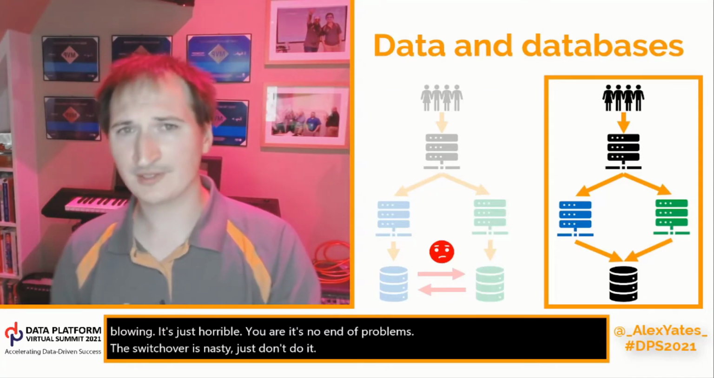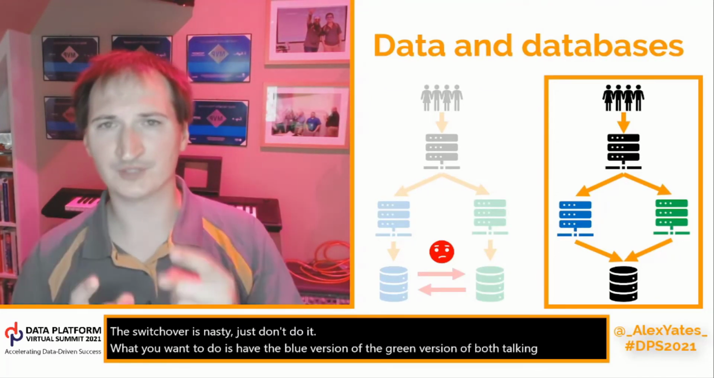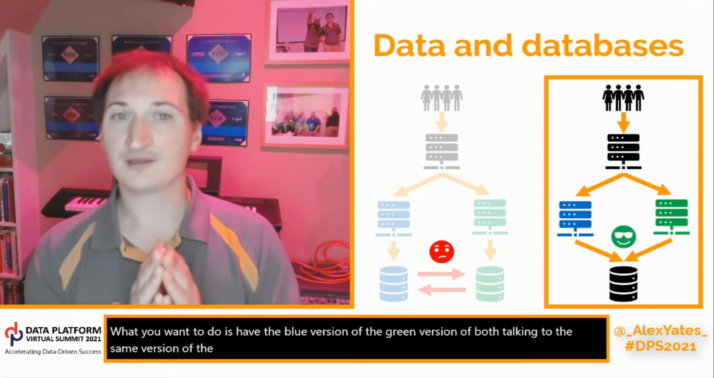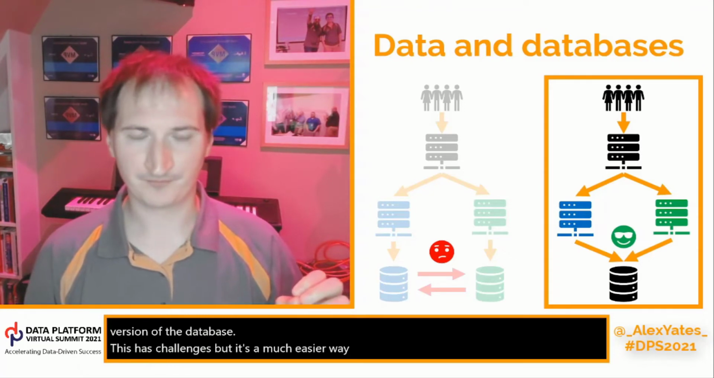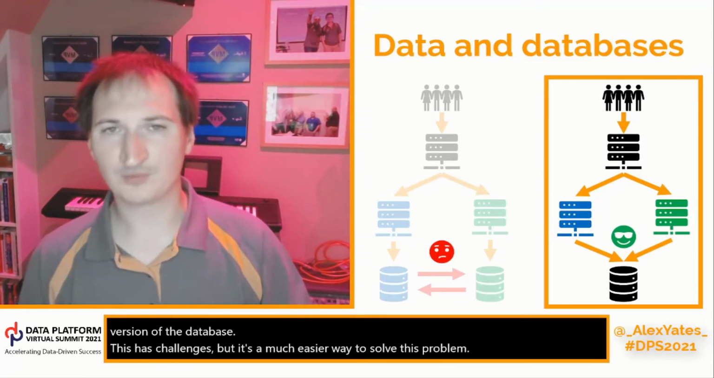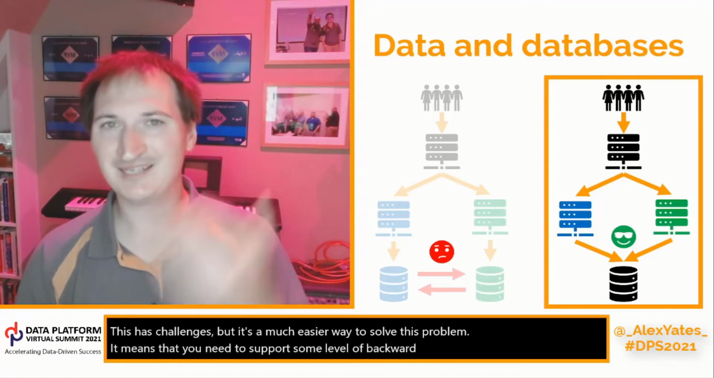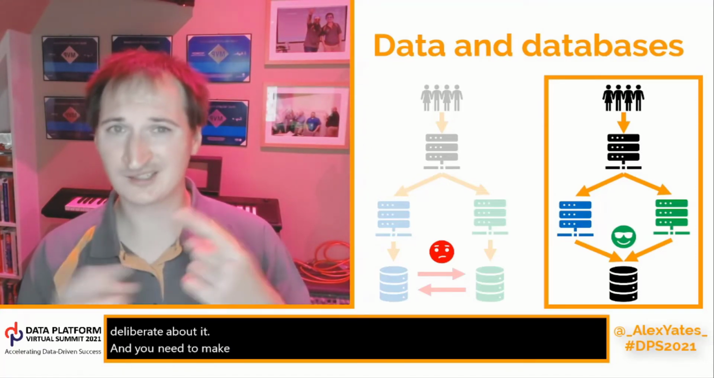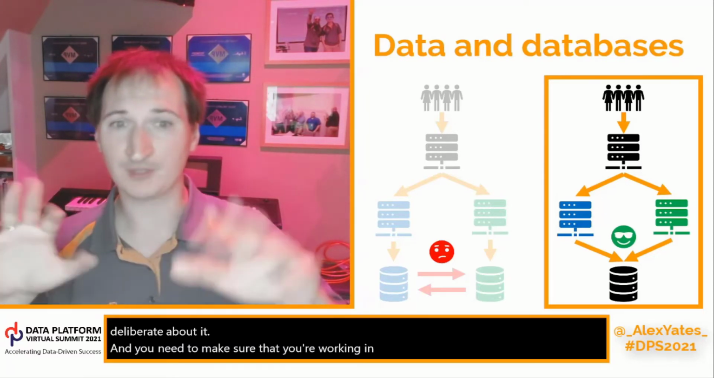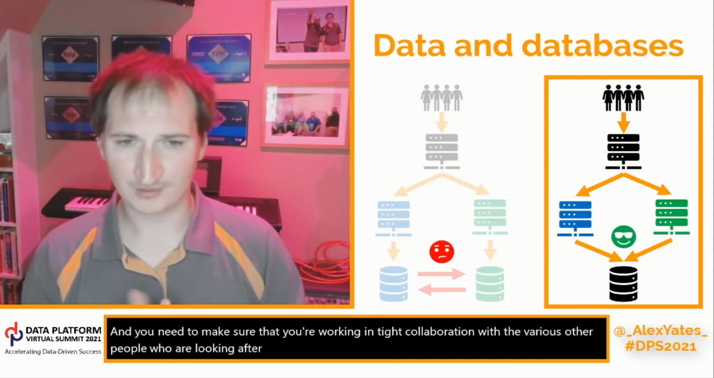What you want to do is have the blue version and the green version both talking to the same version of the database. This has challenges, but it's a much easier way to solve this problem. It means that you need to support some level of backward compatibility. You need to be deliberate about it, and you need to make sure that you're working in tight collaboration with the various other people who are looking after the various dependent systems.